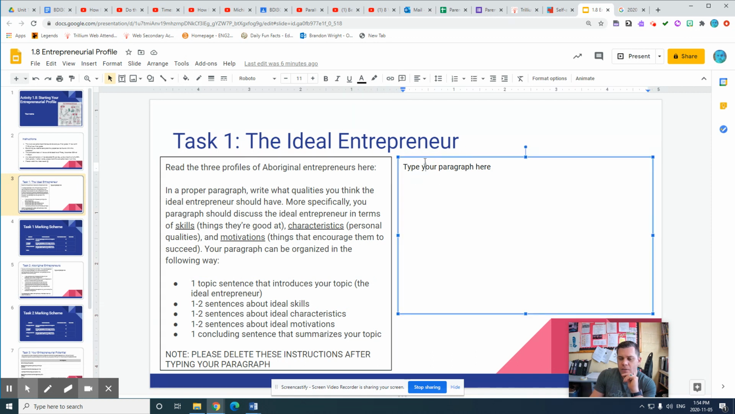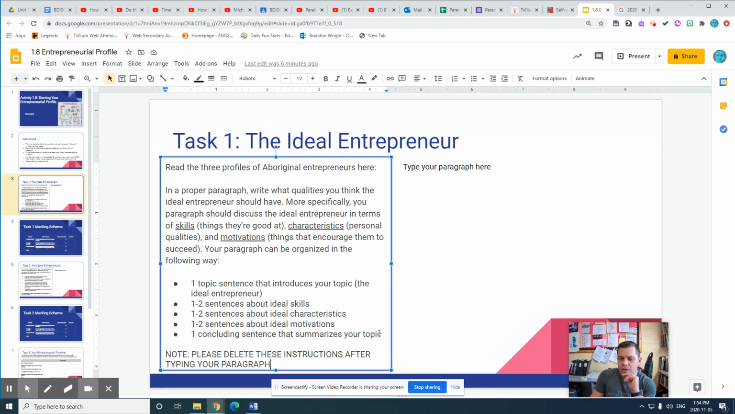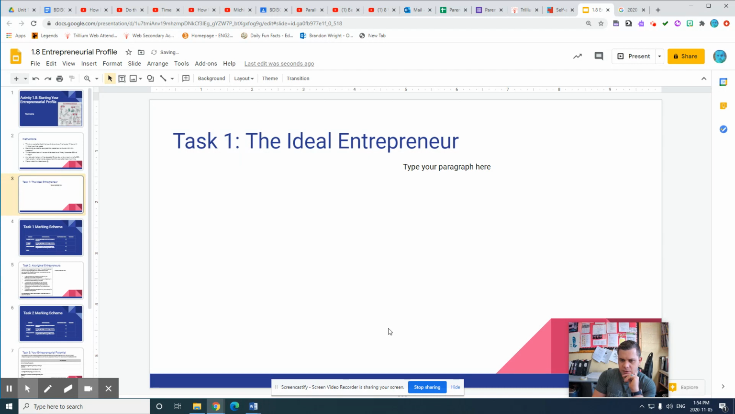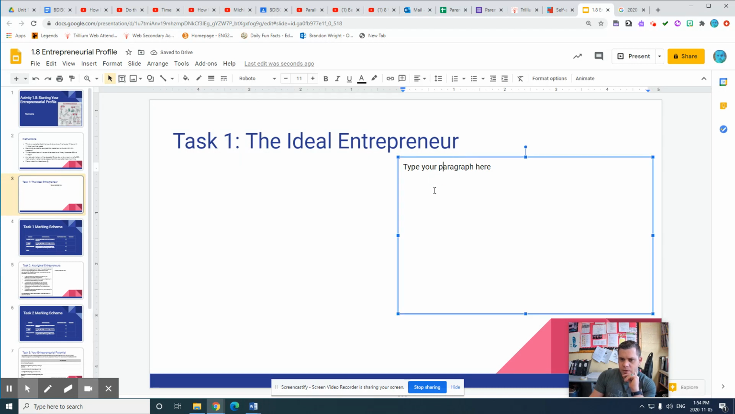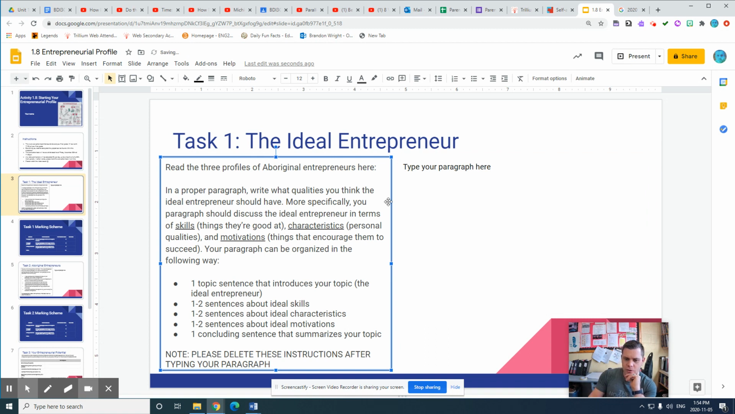You can write your paragraph right here, but after you're done, you can delete these instructions once you no longer need them. Just click on it, delete, then write your paragraph here. But I don't recommend doing that until you finish writing your paragraph.